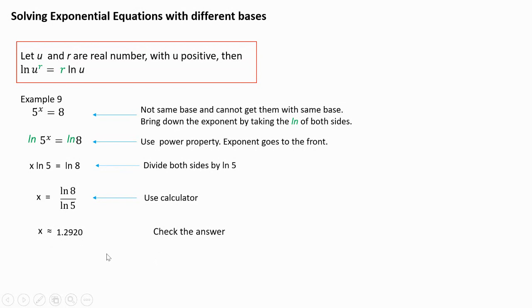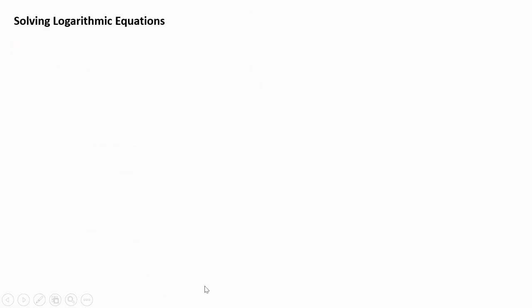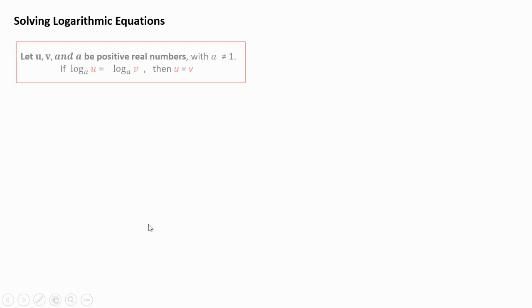And again, you can always check your answer. Once you round off here, it's not going to be the exact answer, but it's going to be real close to the answer. I'm going to plug in 1.2920 into the x, and it's going to give me something like 7.9996, right? If you round this off, it's going to round off to 8. Solving it, let's continue, okay?